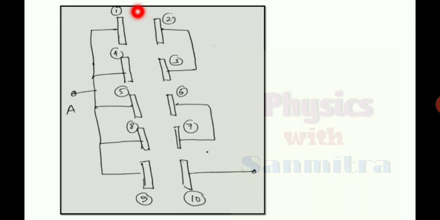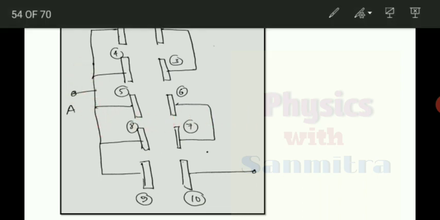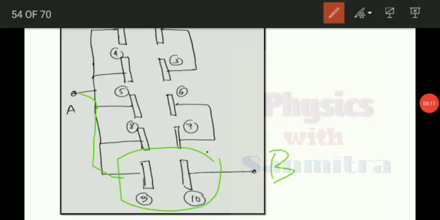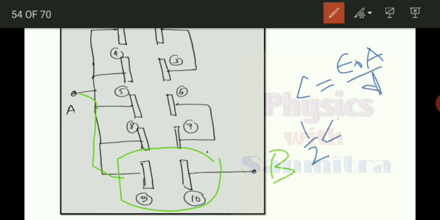But see one thing, these capacitors are actually not connected here. This part is open. So only one combination of capacitor is finally left out. See this one, only one. It is connected to A and this is connected to B. So I can write here C is equal to epsilon naught A by D. The energy stored will be half into C V square.